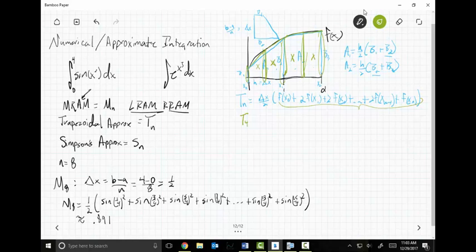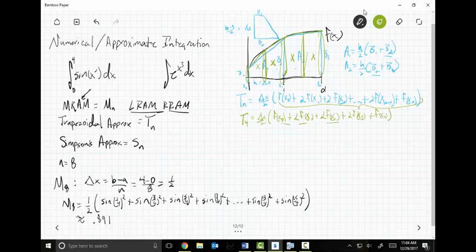So T sub 4 would actually require delta x over 2 times: f of x sub 0 plus twice f of x sub 1 plus twice f of x sub 2 plus twice f of x sub 3 plus f of x sub 4.